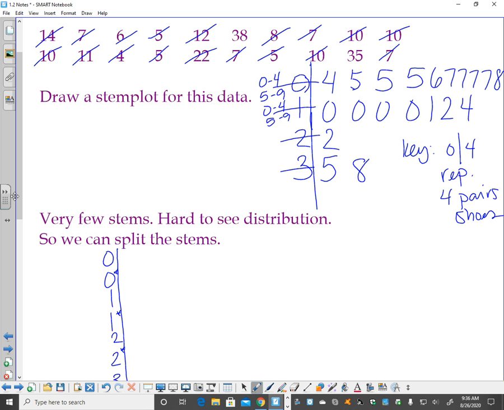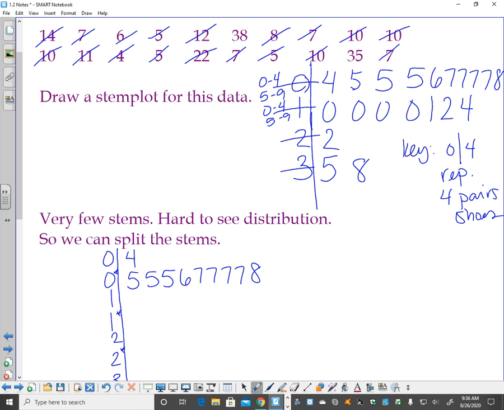Okay, so for my 0 stem, I'm splitting it. So the 0 to 4 is going to go on the first one. And then 5 to 9 is going to go on the second one. So he gets the 5, 5, 5, 6, 3, 4, and the 8. Okay, so what that does, guys, is it shows me that all of those single digits are really heavy in the upper part of the single digits. It's not evenly distributed from 0 to 9. It's very heavy in the 5 to 9. So it just gives me much more detailed information.